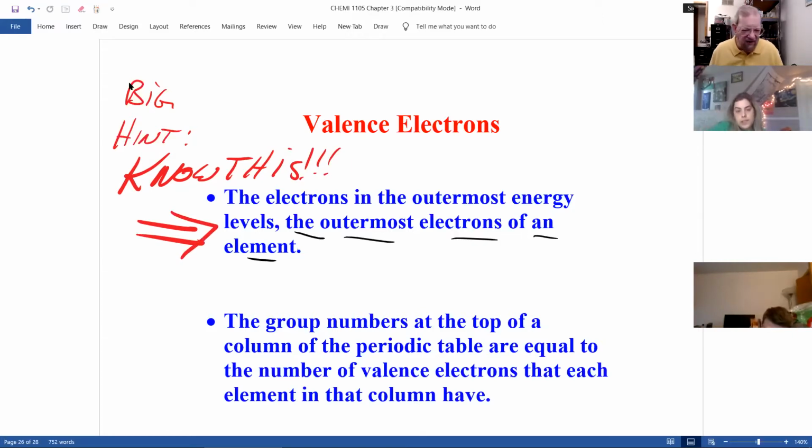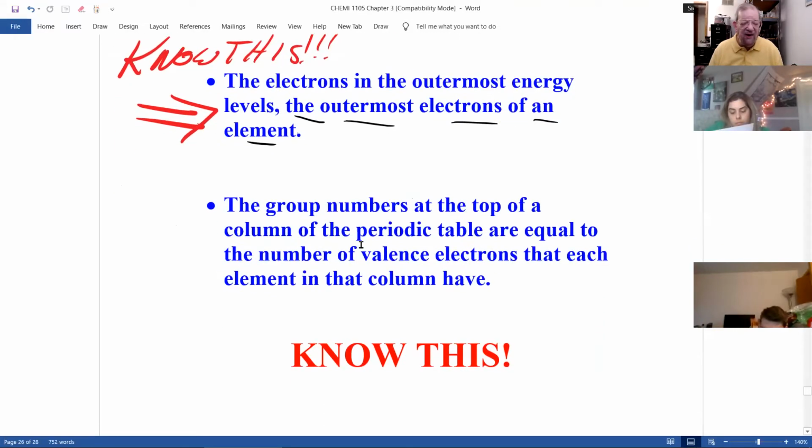You should know what the valence electrons are. And the easiest way to remember it is they're the outermost electrons of an element. Those are the ones involved in chemical reactions, which is the fun part of chemistry. Now, how do you figure out how many valence electrons? Remember, valence electrons are the outermost electrons of an element. Well, the group numbers at the top of the column of the periodic table are equal to the number of valence electrons that each element in that column has. And this one, I'll never ask you where do you find it, but you better know how to use this.